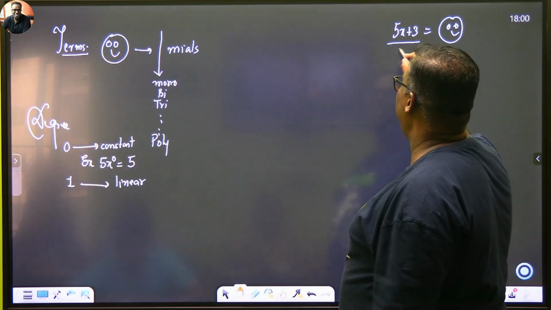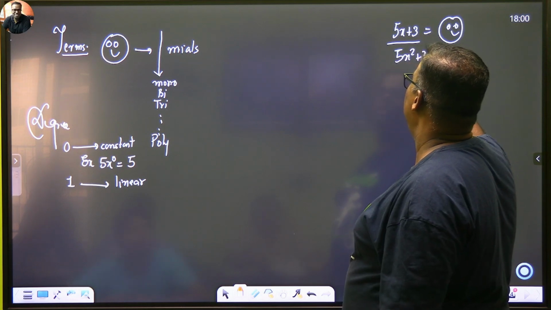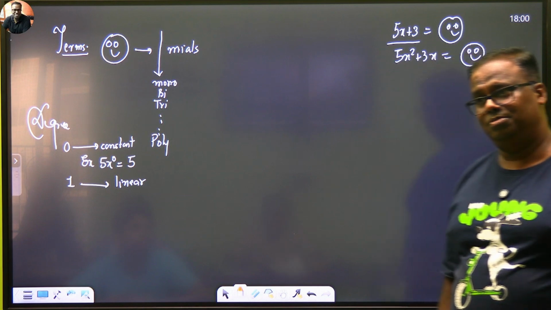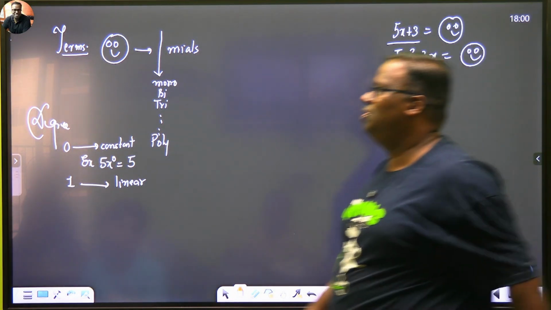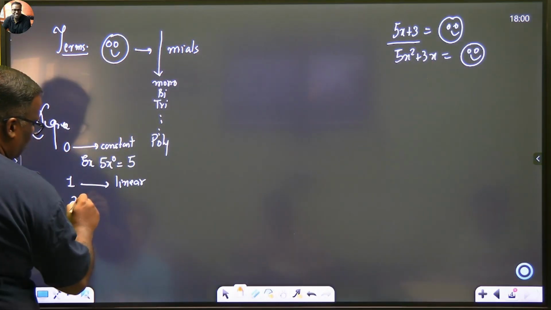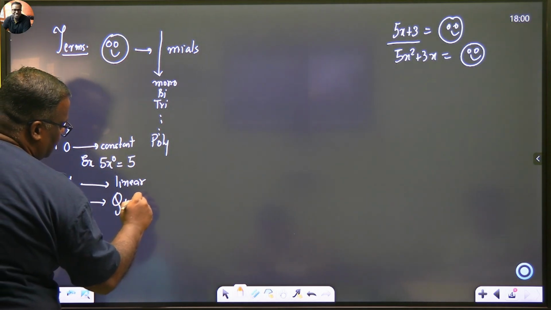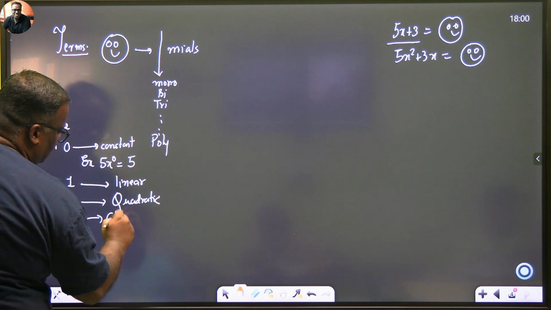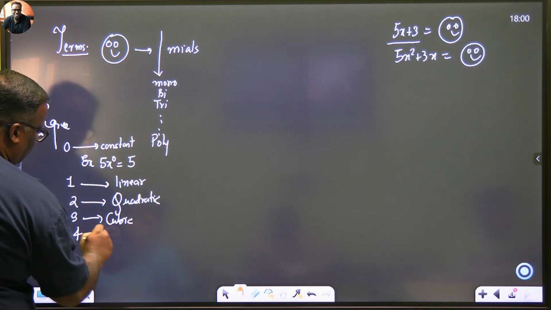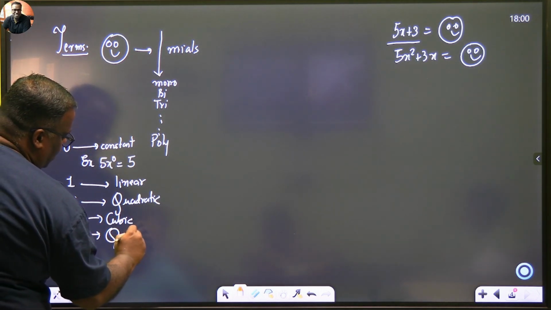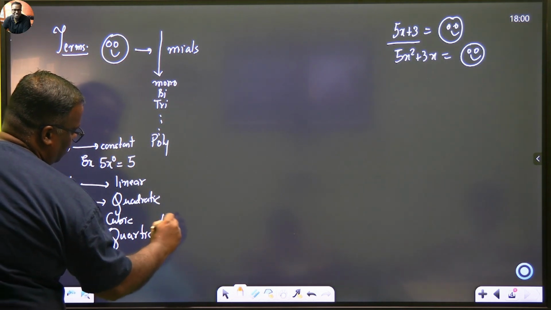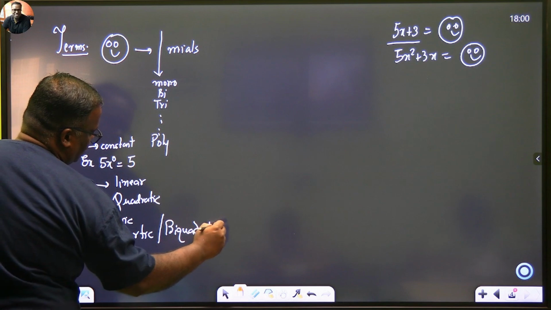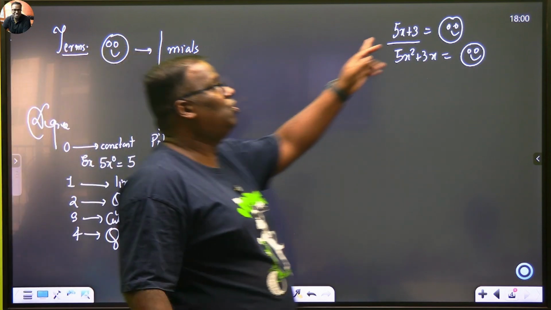And when you go to grade 10, you will get 5x squared plus 3x equal to something. Quadratic equation, because the degree is 2. So when degree becomes 2, what do we call it? Quadratic. When degree becomes 3, we call it cubic. When degree becomes 4, we call it quartic, Q-U-A-R-T-I-C, or we can call it biquadratic. And after that, no more required to scratch your head. That's why you used to call it a linear equation.